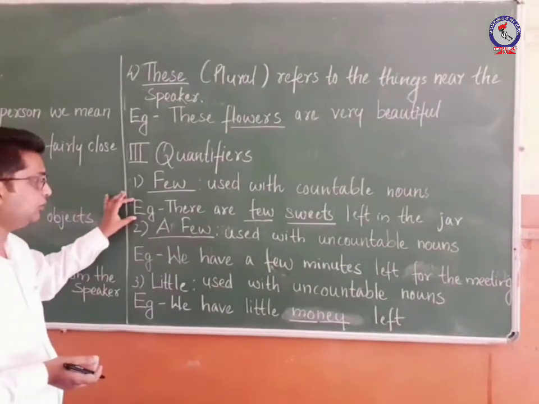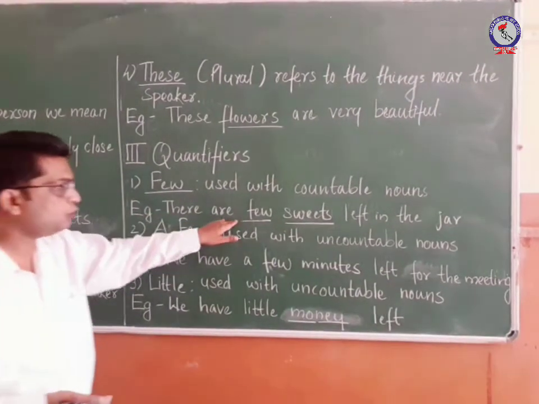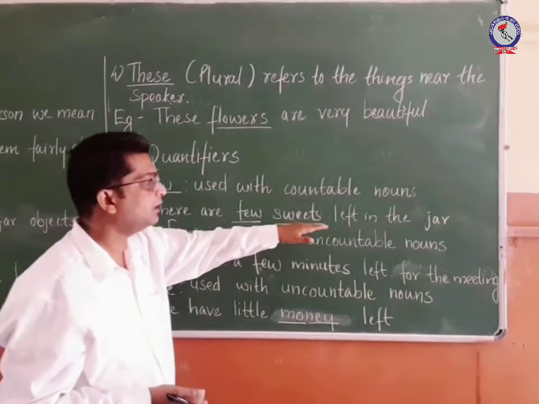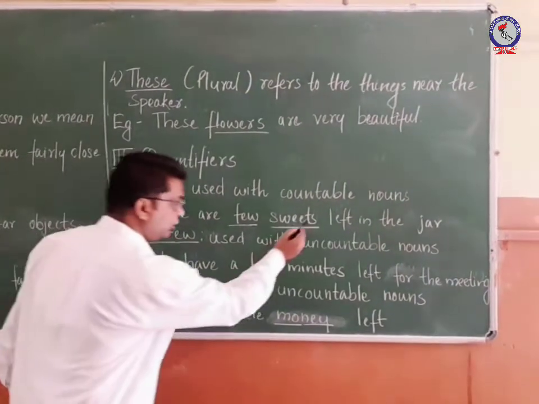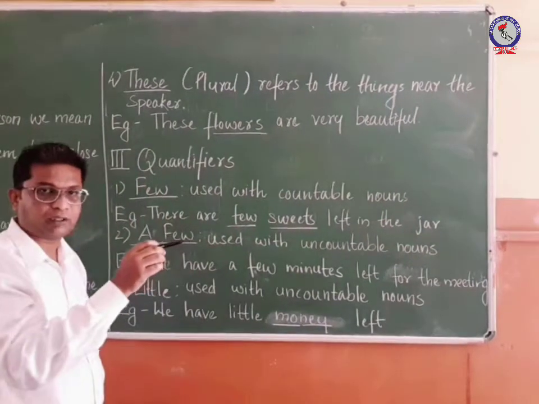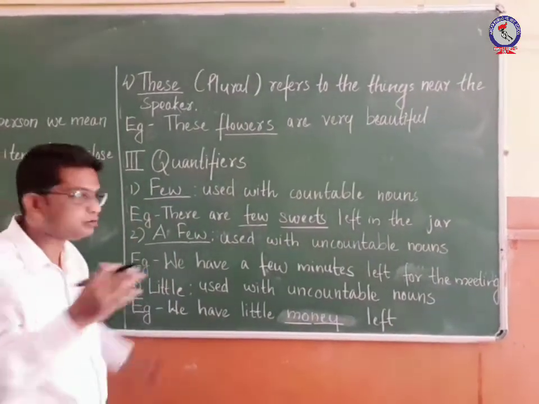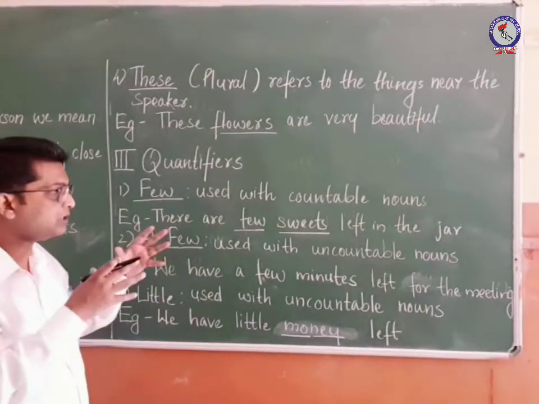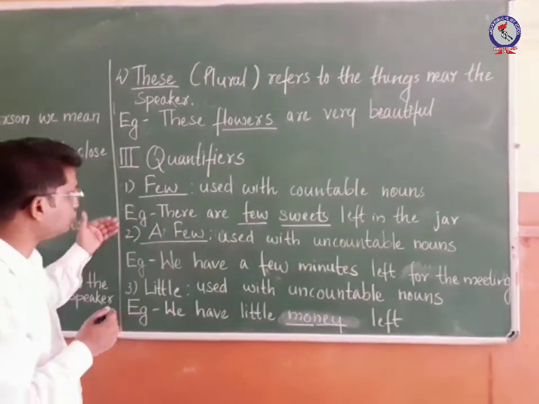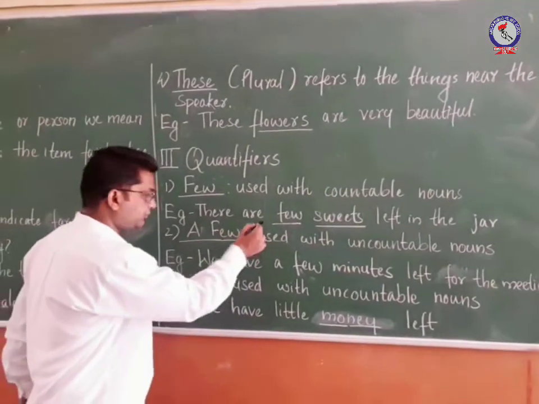Now example, there are few sweets left in the jar. Now see here the word sweets. They are countable. We can count sweets. So in that condition, when the noun is countable, we will use few.